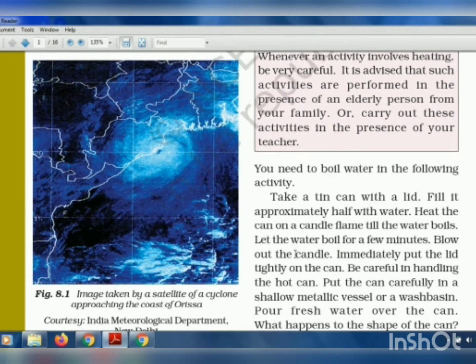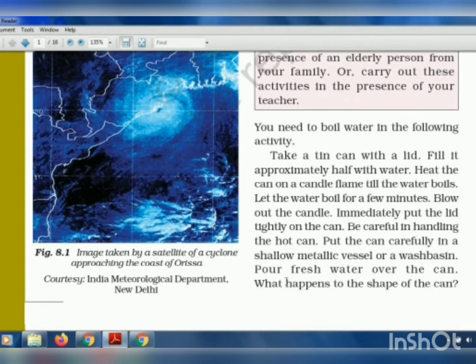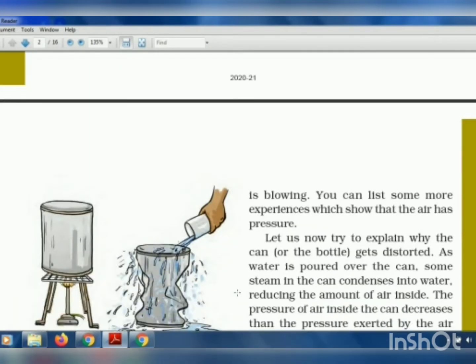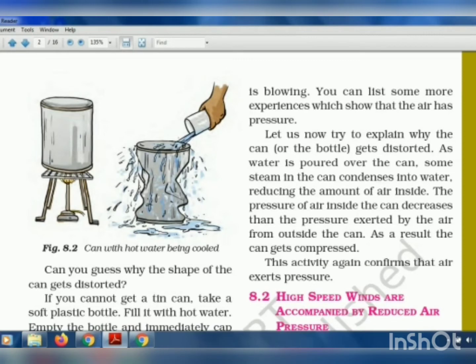Then, as the water starts to boil, you have to boil the water for some time, and then put off the flame, and then close the lid of that tin can. And after just 2 to 3 minutes, you just have to put that can under the tap water, under the cold water. What will happen is, you will see that the can will get compressed, will get squeezed.